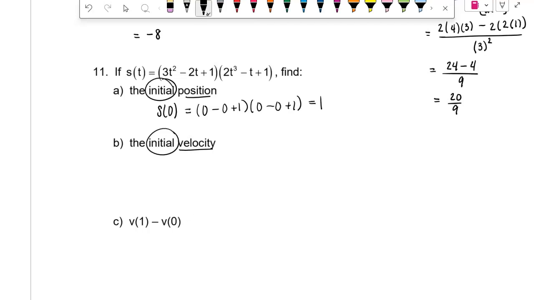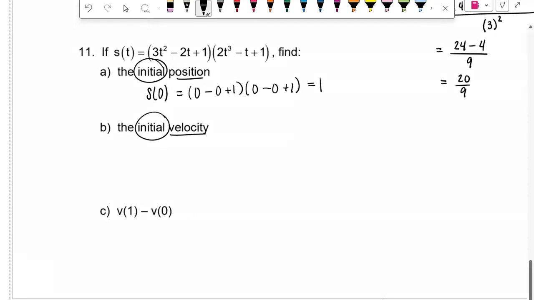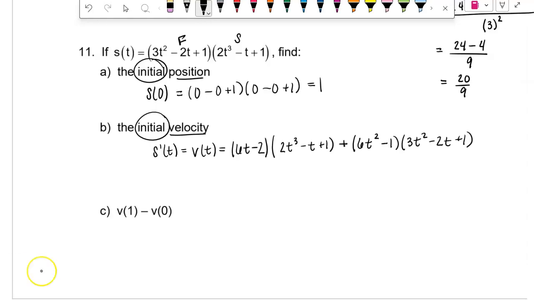To find the initial velocity, you're going to have to take the derivative of position. So we've got s prime of t is velocity. The derivative of the position function is velocity. So you're going to split this up. So we've got a first and a second. You're going to take the derivative of the first times the second plus the derivative of the second times the first. So we've got this crazy long 6t minus 2 times 2t cubed minus t plus 1 plus 6t squared minus 1 times 3t squared minus 2t plus 1.